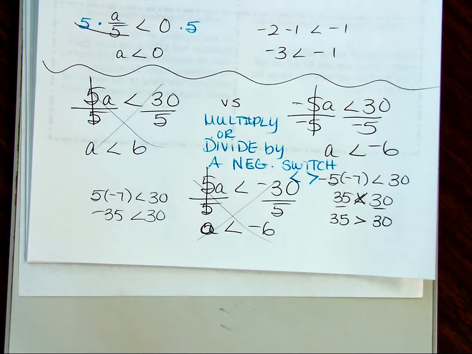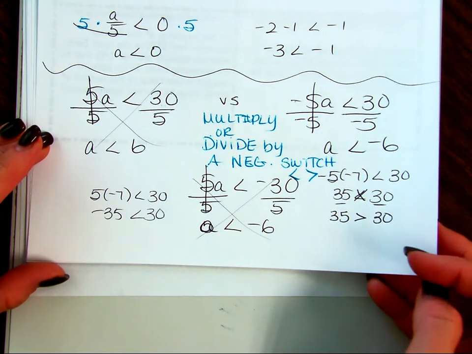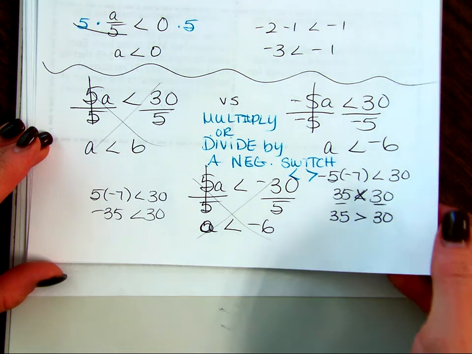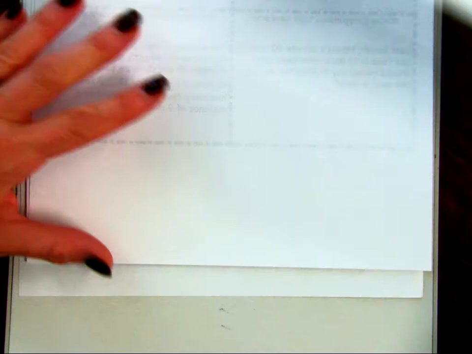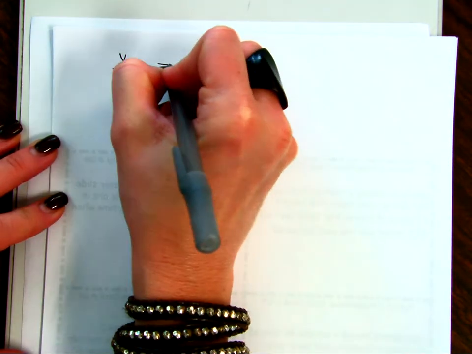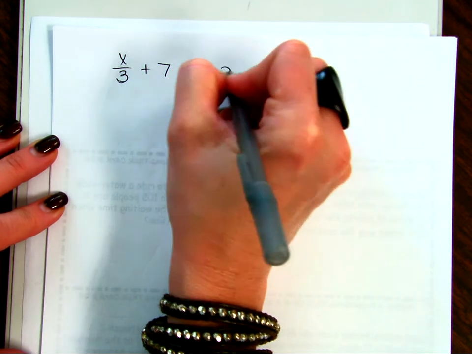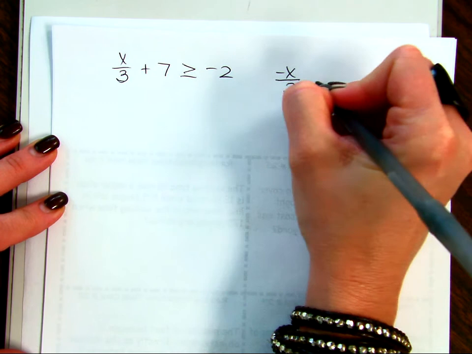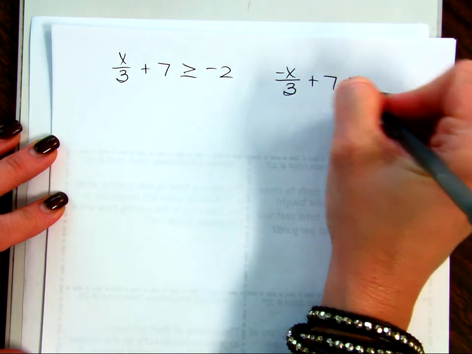Okay? So that is the one thing that you have to remember. Otherwise, everything else is the same. So let's take a look at some more problems here. Everybody got that? If you multiply or divide, not if there's a negative in the problem, right? So if I have x over 3 plus 7 is greater than or equal to -2, and negative x over 3 plus 7 is greater than or equal to -2.